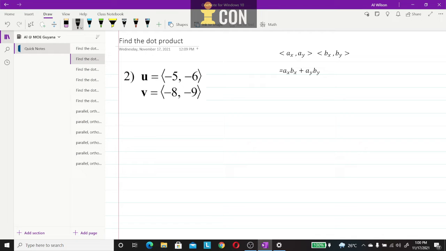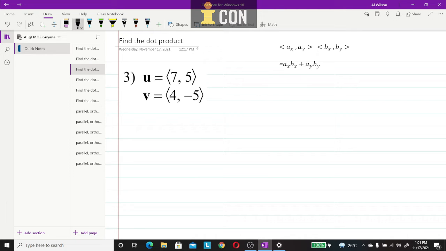So here's our second question, finding the dot product. Here we have u dot v. I think I'm going to stick with this one. So for our x's, we have minus 5 times minus 8, and we're going to have that added to minus 6 times minus 9. So minus 5 times minus 8 is going to give me 40, plus minus 6 times minus 9, negative times negative is positive, so we have 54. And here 40 plus 54 is going to give me 94.